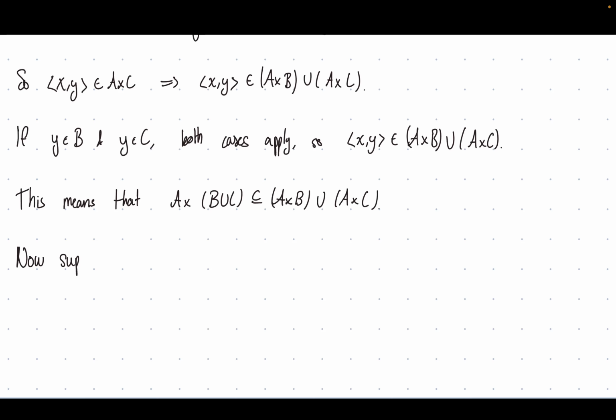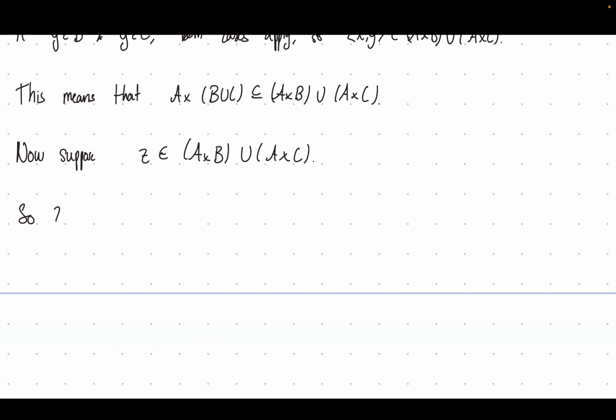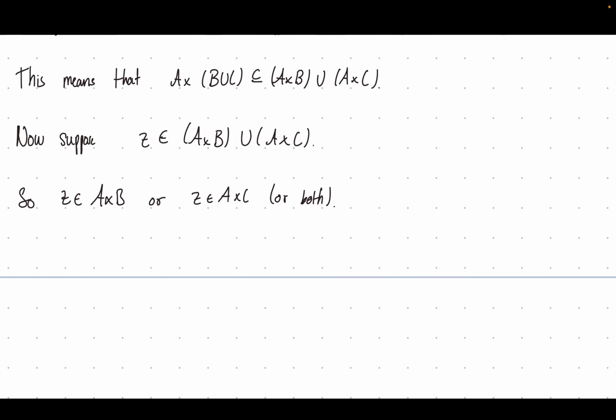Now suppose (x, y) is in (A cross B) union, or rather, I'm going to call it z because it's an element of a union. So z is in (A cross B) union (A cross C). So z is in A cross B, or z is in A cross C, or both, as usual. Right, what does this mean?